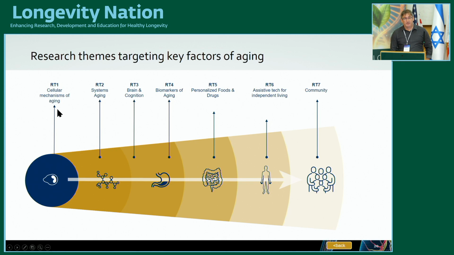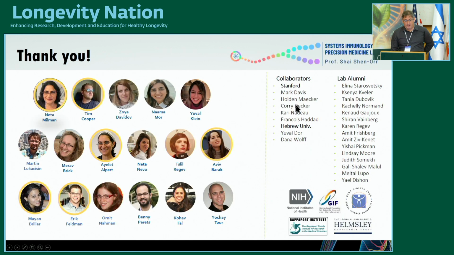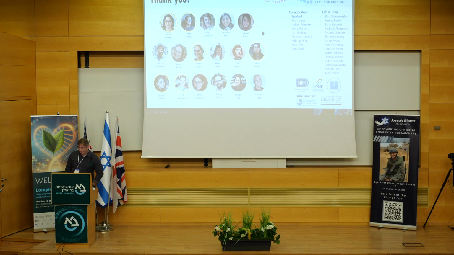and they span from looking at cellular mechanisms of aging and systems aging and immunology and endocrinology to brain and cognition, biomarkers of aging, personalizing foods and drugs, assistive technology, and ultimately even looking at the communities, where we have people from the Faculty of Architecture where we'll be doing those types of research. So thank you, and this is the lab. It's all really done by the students. Thank you.